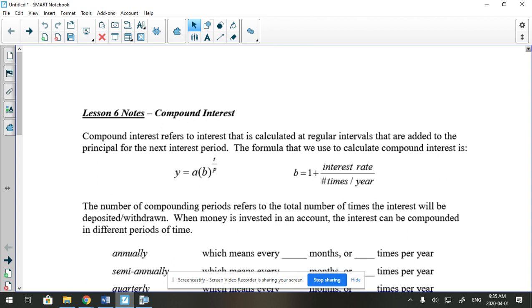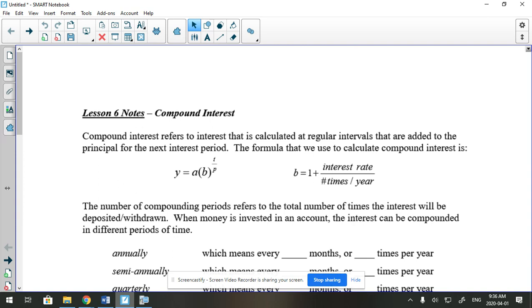Hello, good morning. We're on to lesson 6 notes covering compound interest. Compound interest is actually based on word problems that have an exponential equation. It's also important and applicable in real life. If you ever get a loan or you get an investment with the bank, then often what you're either earning or getting charged is compound interest.